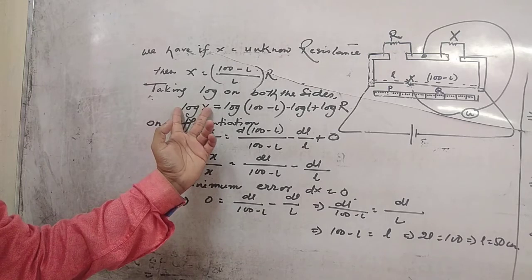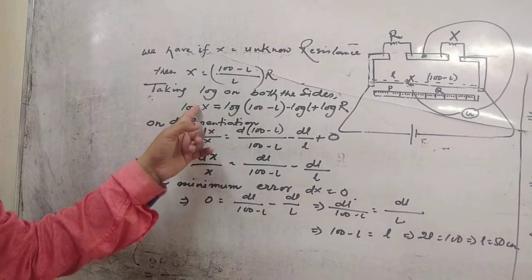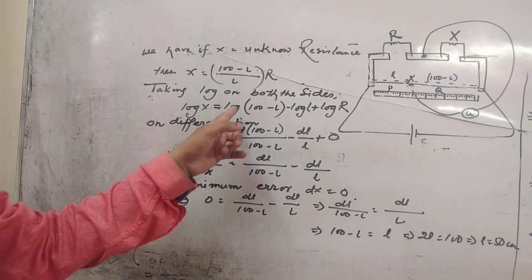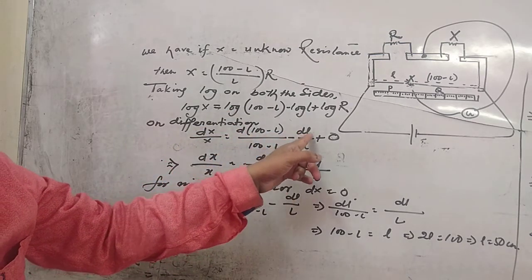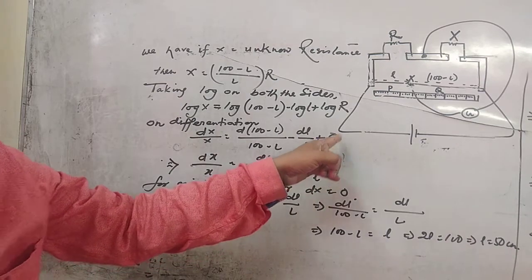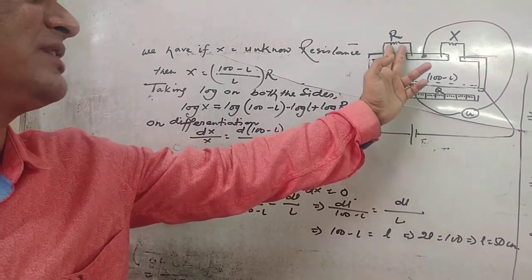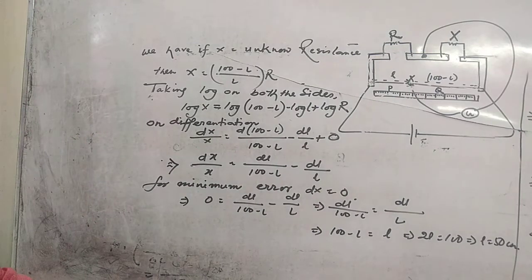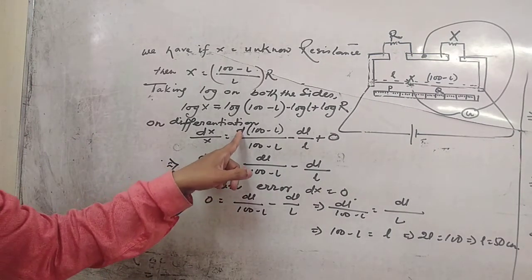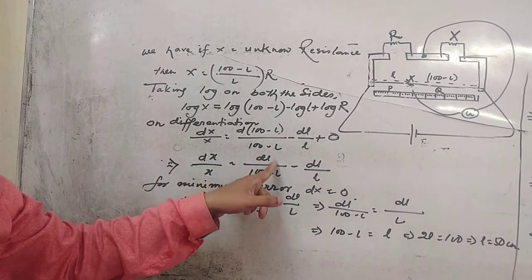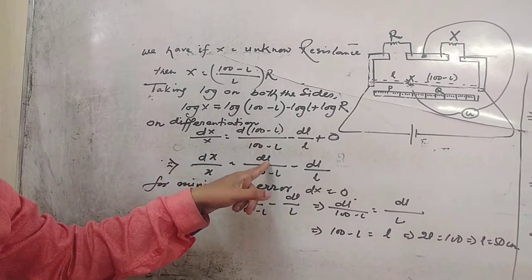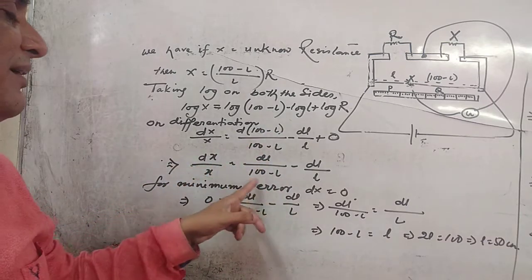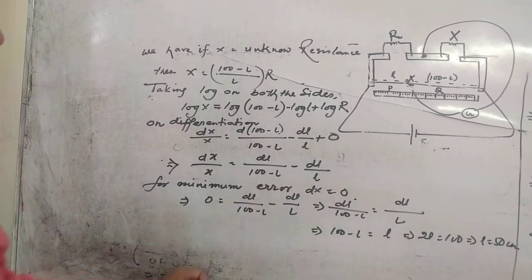d/dx of log X is 1 by X. So, on differentiation, we will get dx by X. This will be d of 100 minus L by 100 minus L minus dl by L plus 0. Why is it 0? Because it is a known, fixed resistance, so it will be constant. So you can say it is 0. So we can write dx by x is equal to d of 100 minus L, which gives you dl, because 100 is a number. It will not be minus. That never be negative. So it will be dl by 100 minus L minus dl by L.